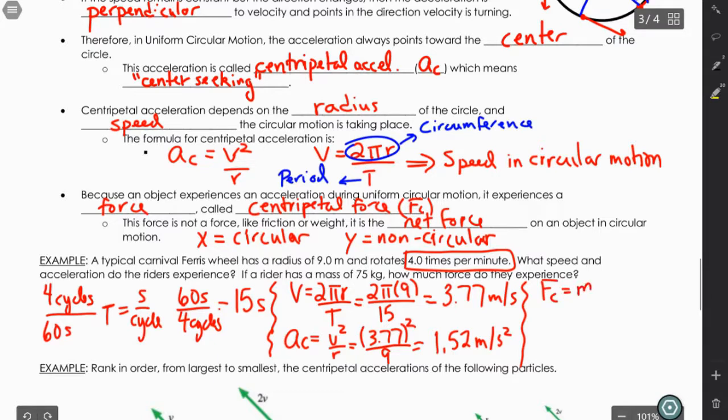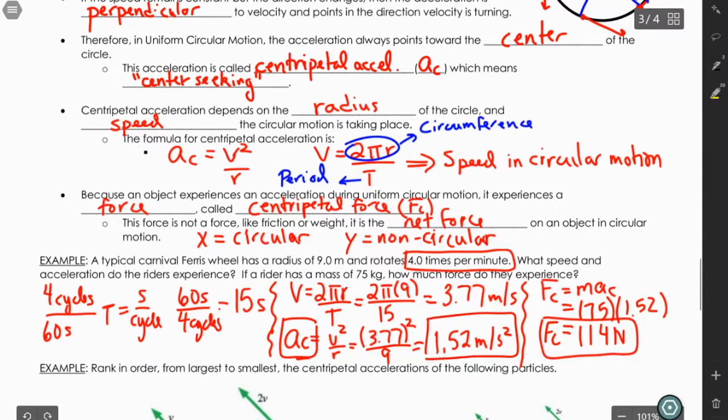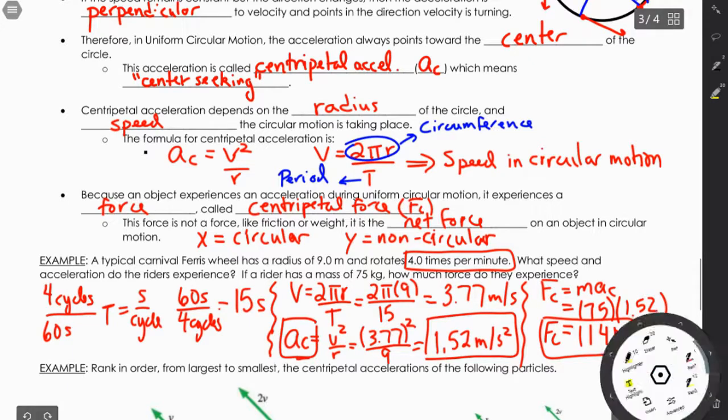And then the last thing we need to find is the force. So we're going to do F_c equals m a_c, right? Because remember, the force is a net force. And so the 75 kilogram rider is experiencing 1.52 meters per second squared in terms of acceleration. And so we'll do 75 times 1.52, and they will experience a centripetal force of 114 newtons. Okay, so our 2 answers would be 1.52 meters per second squared, and 114 newtons of force.